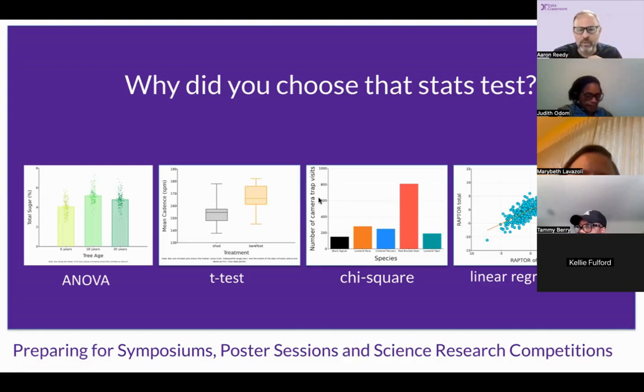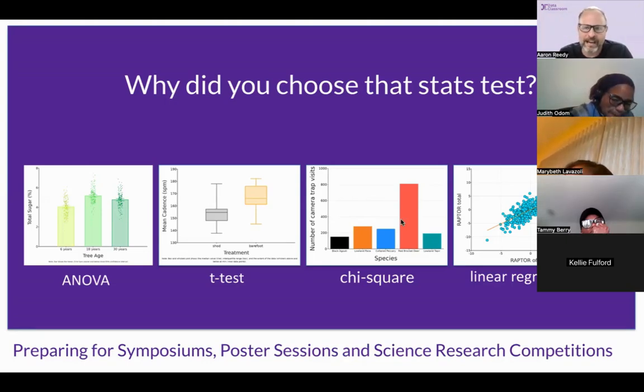For chi-square in that example, why did you use a chi-square? Well, I was just analyzing a single variable. It was categorical, and I wanted to know if the distribution of those categories was different from a null hypothesis. But I used a chi-square because I had all categorical data and I was testing against a null expectation of, and you can fill in the blank, right?